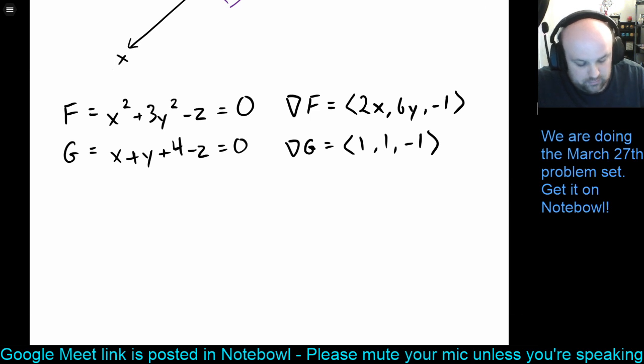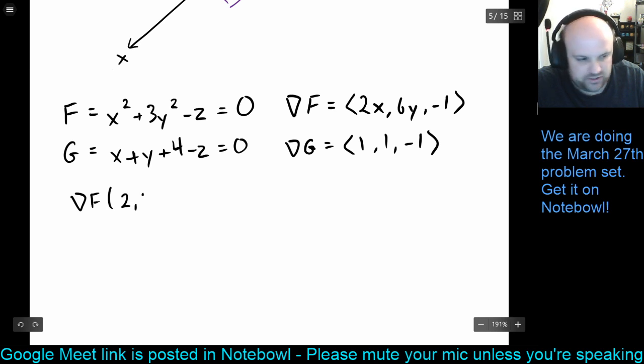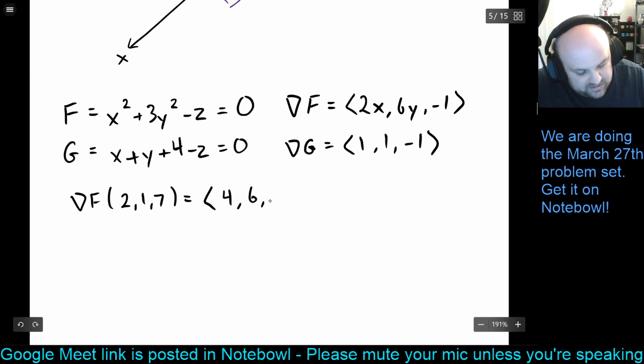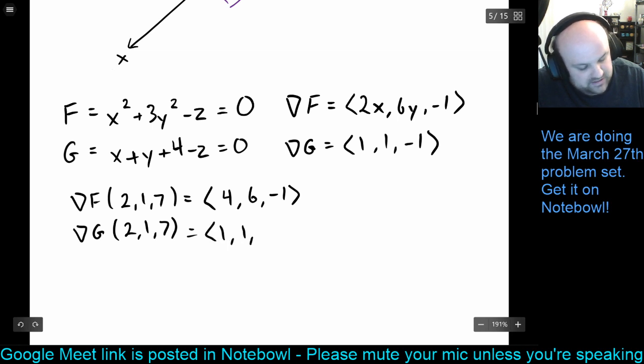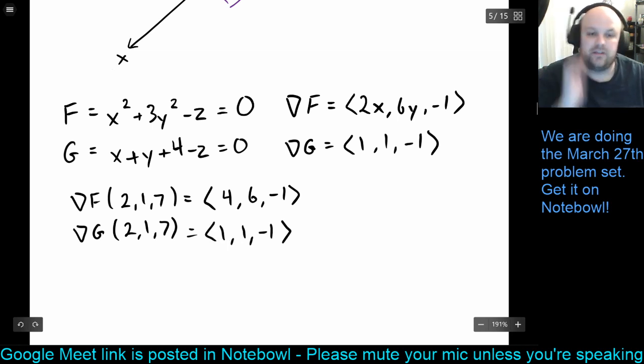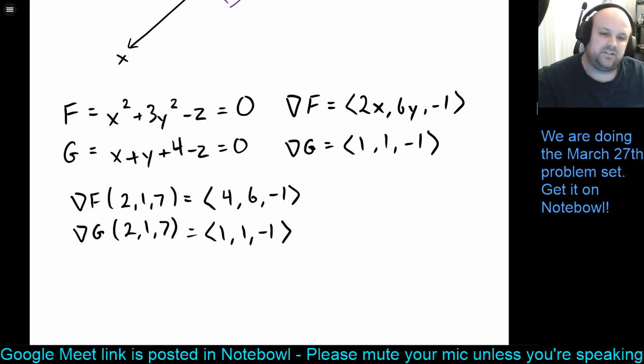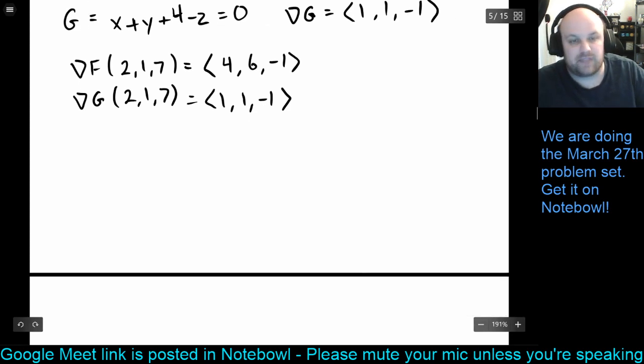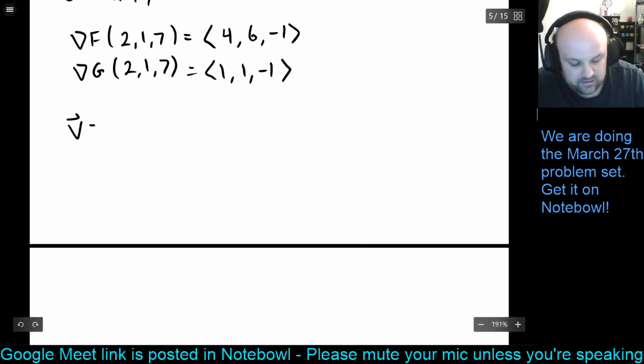Right? So what we want to use then is gradient of f at that specific point, (2, 1, 7). This is going to be 4, 6, minus 1. And gradient of g at (2, 1, 7), well, there's nothing to plug in, so it's still 1, 1, minus 1. Now that we have these two, and we know both of these are perpendicular to the curve, if we take their cross product, that must be parallel to the curve. So that's going to be our direction vector for the line. So v is going to be the cross product of these two things.